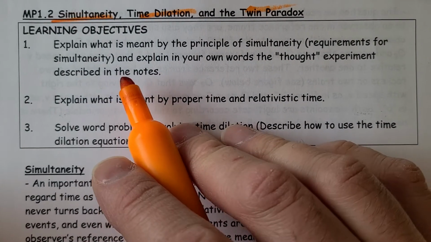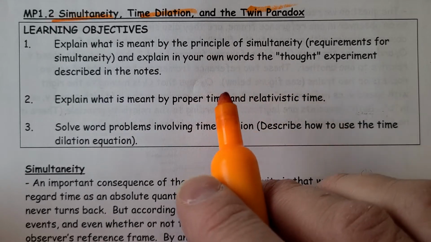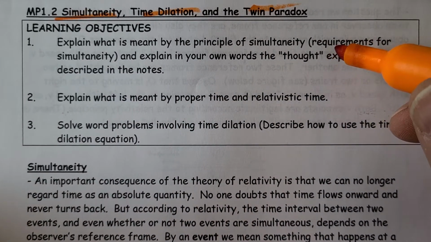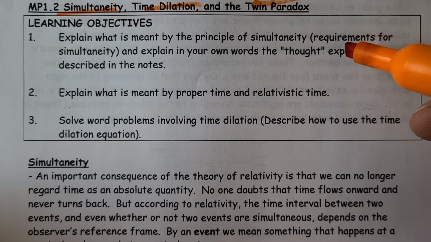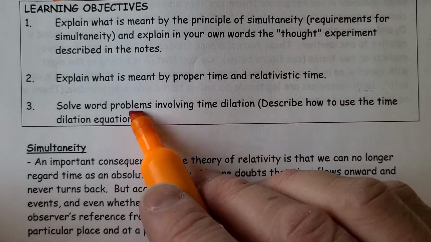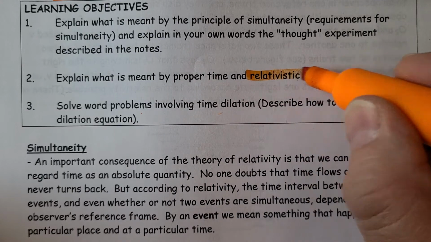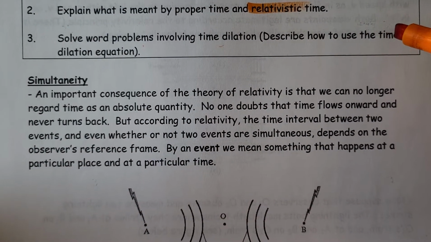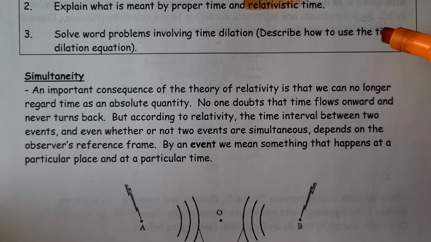So the objectives here: explain what is meant by the principle of simultaneity and the requirements for simultaneity, and explain in your own words the thought experiment described in the notes. Explain what is meant by proper time versus relativistic time, and solve problems involving time dilation. Describe how to use the time dilation equation.